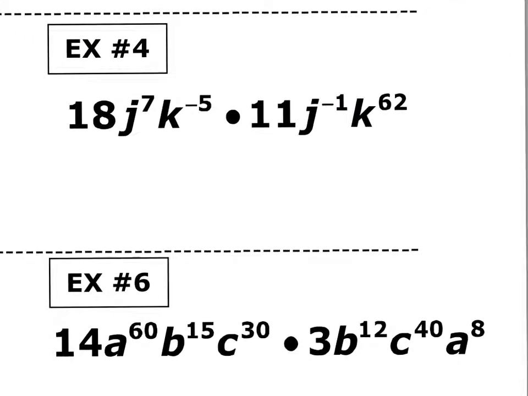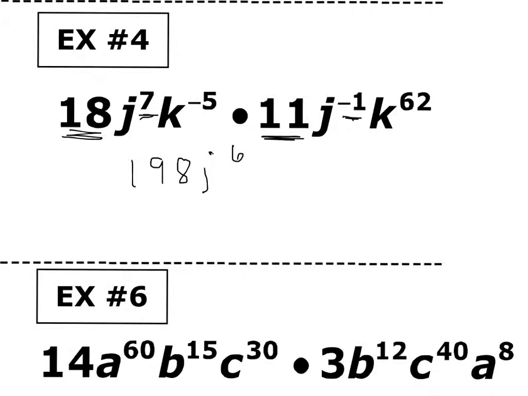Okay, look at example number 4 real quick. On this one we have two j's and they both have a coefficient, so we will need to multiply our coefficients. So take 18 times 11 on your calculator, and if you multiply that together, that would give you 198j. But remember, we have to add our exponents. So we have 7 and negative 1 for our j's. So 7 plus negative 1 would give us 6 for our exponent.